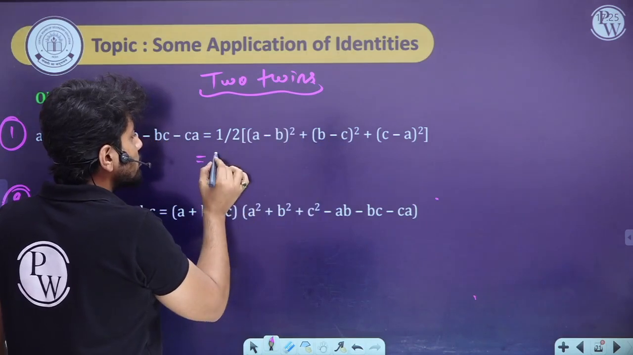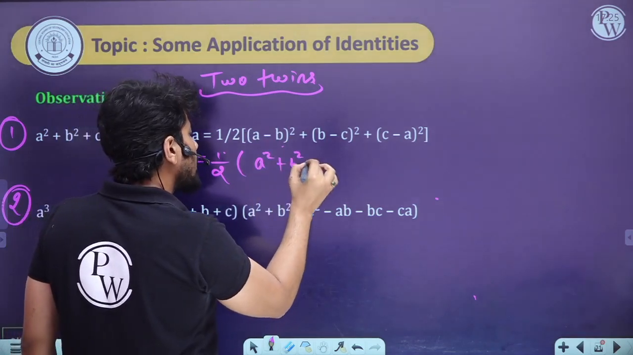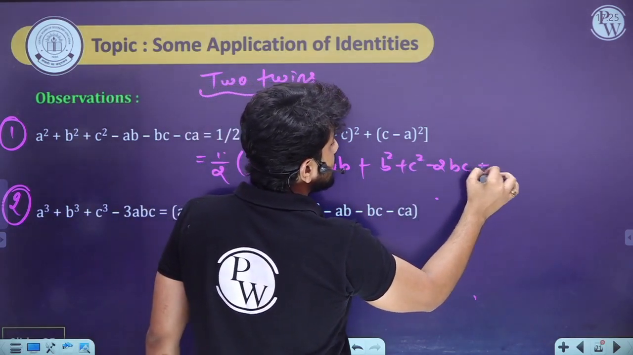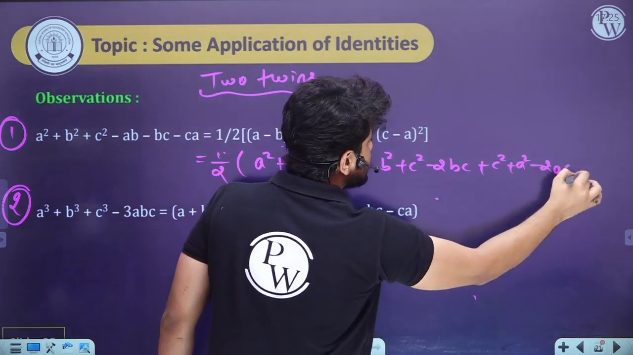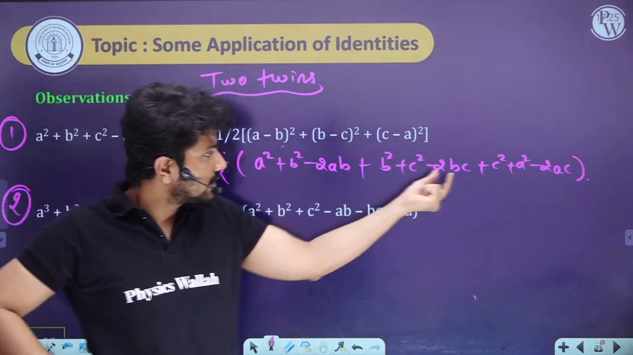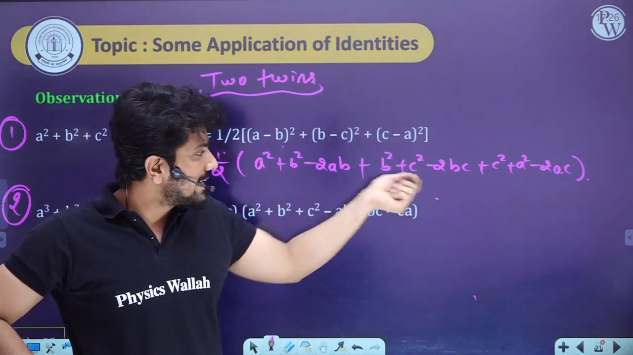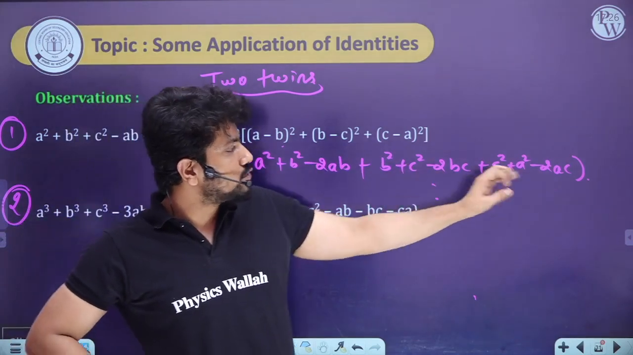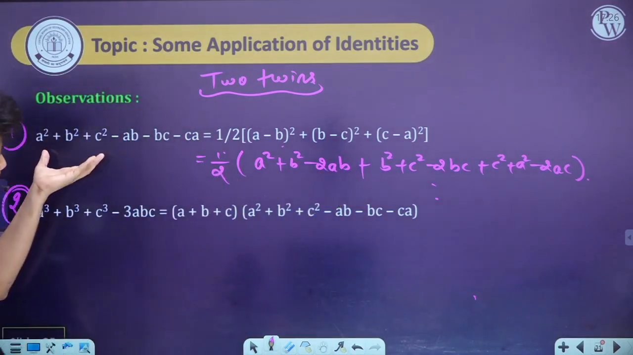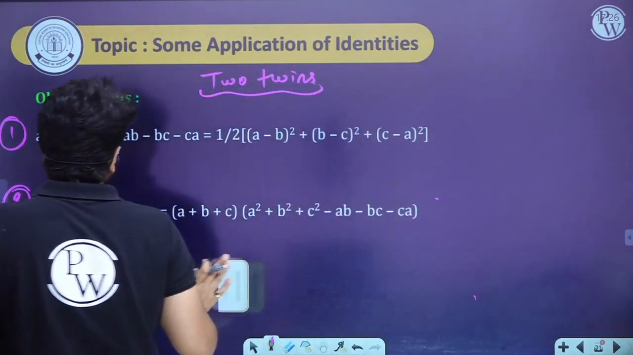Suppose you expand (a minus b) whole square, with the half in front. You get a square plus b square minus 2ab. Expanding (b minus c) whole square, b square plus c square minus 2bc, and then c square plus a square minus 2ac. Add all of them. We are getting a square two times, so 2a square, 2b square, 2c square, then minus 2ab, minus 2bc, minus 2ca. Just divide by this 2, and you will get the left hand side: a square plus b square plus c square minus ab minus bc minus ca. So it is a very, very important identity. You need to remember this one.